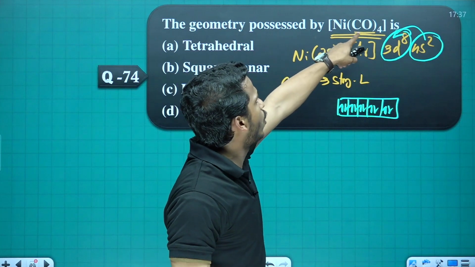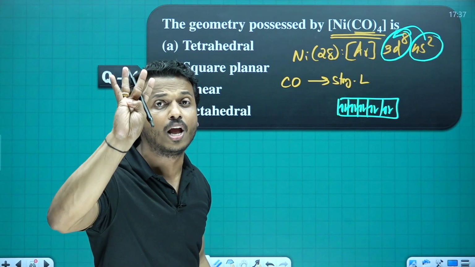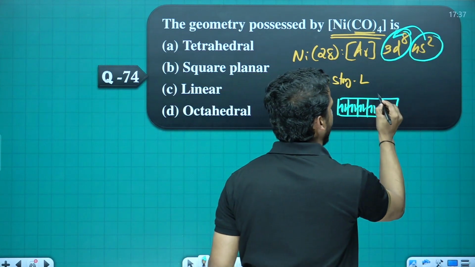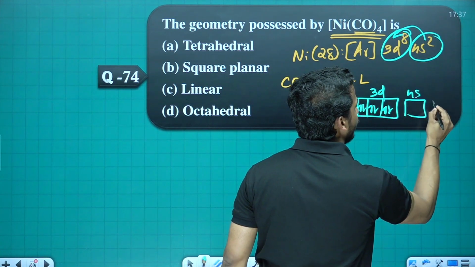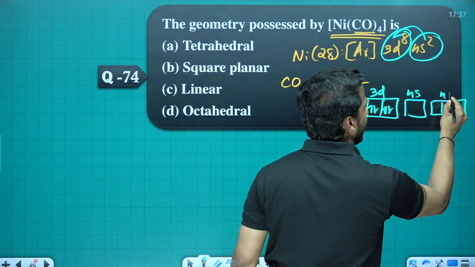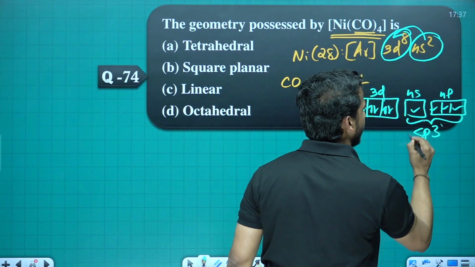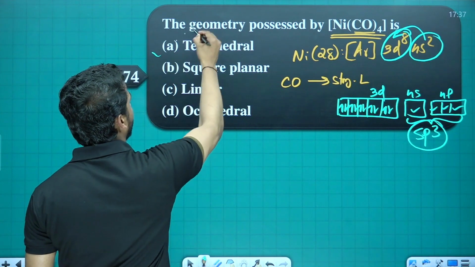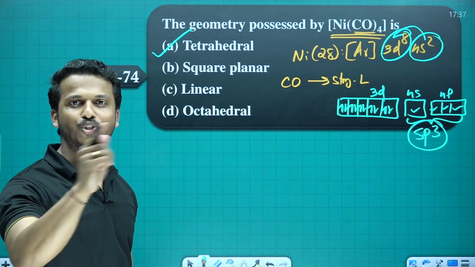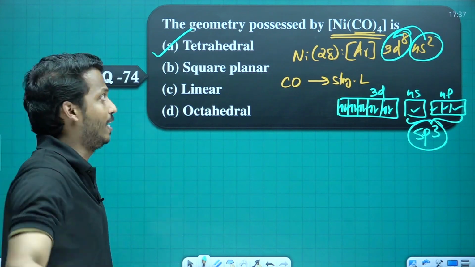So total, 4 ligands you have to accommodate. If you want to accommodate 4 ligands, 4 vacant orbitals are required. 3D is already full. After that, which ones can we take? 4s and 4p we can take. So 1, 2, 3, 4. What is the hybridization? sp3 is the hybridization. sp3 means what is the shape, my dear? Tetrahedral is the geometry, according to VBT. These are all related to VBT and CFT.